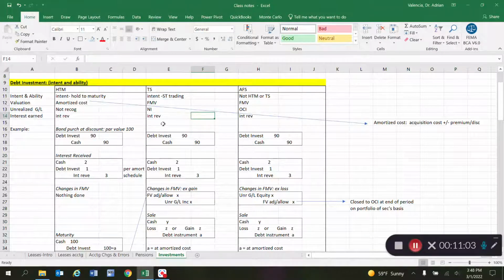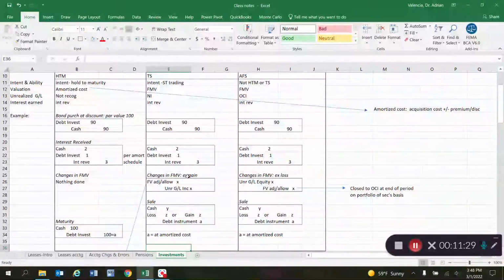So let's do that. Let's go to trading security. Okay, so I buy the same debt investment. I pay $90 for it. When I receive interest from the issuer, same thing. Nothing changes. So little by little, the amortized cost increases over time.